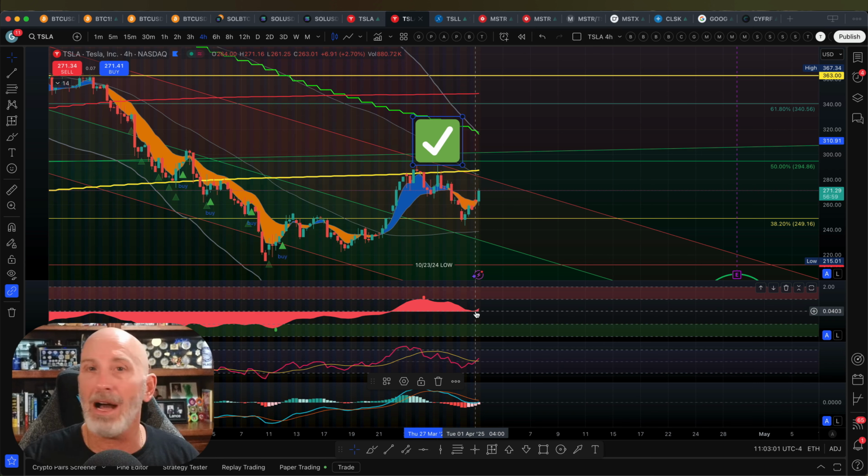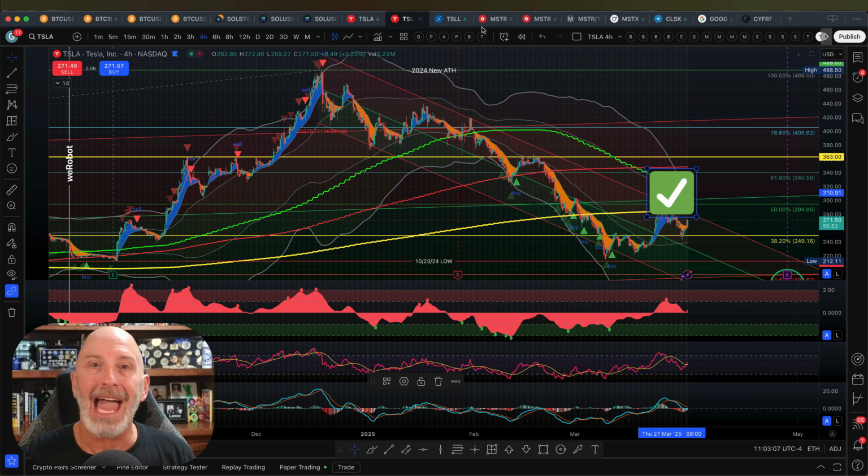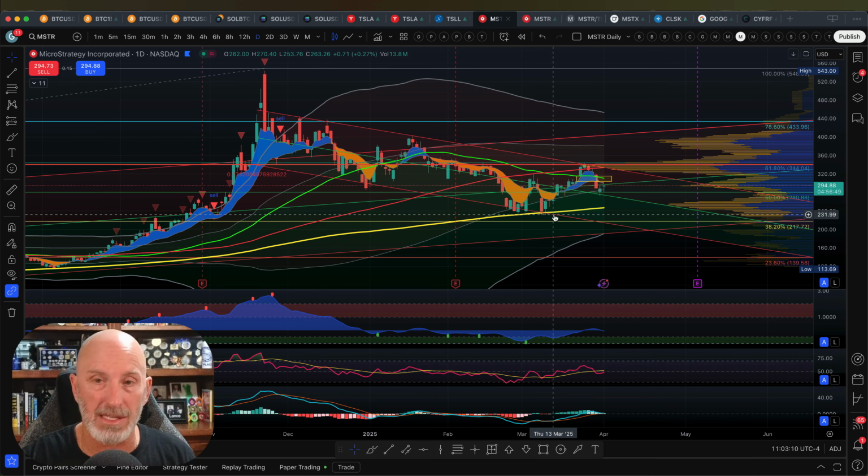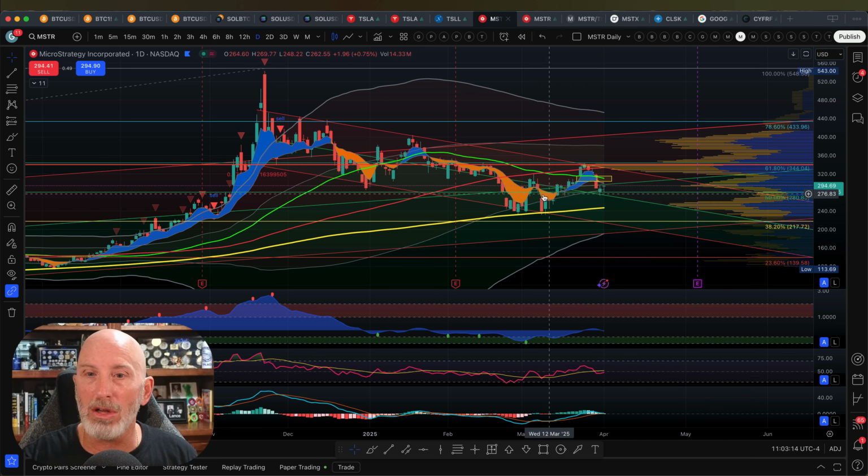We're currently not mean reverted at all. I mean, slightly to the upside, but we're, for all intents and purposes, on a 4-hour chart at the mean currently for Tesla. MicroStrategy, again, strong level of support at 280. We came back and retested that.